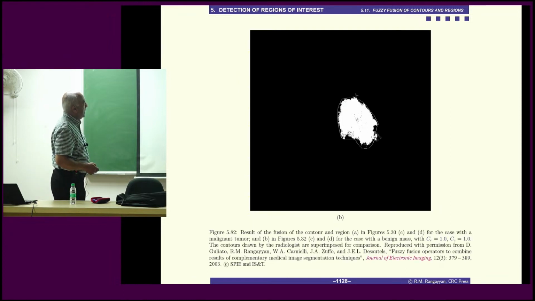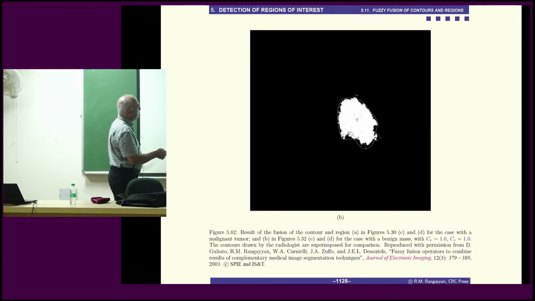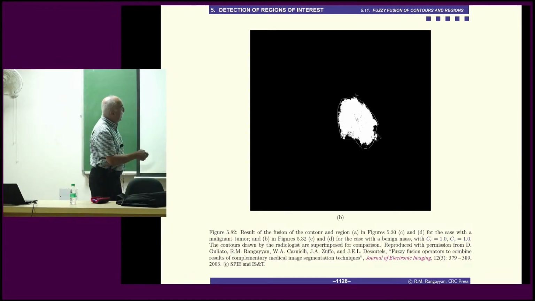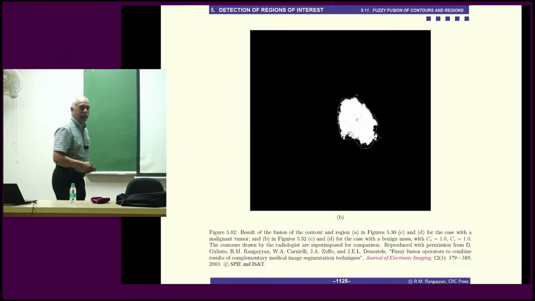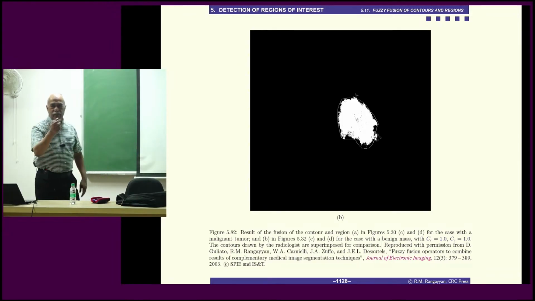So in a way, this result is better than the other two by using these conditions. This is a benign mass case where you don't see many pixels with low membership, and the high membership values are all included within the contour given independently by the radiologist. I showed these results earlier. You could compare them with those figures later on.